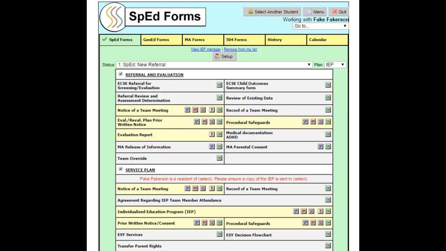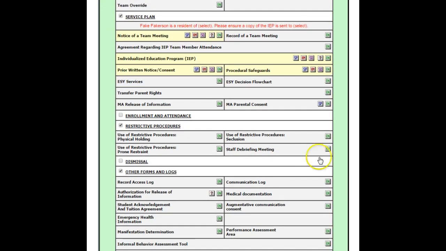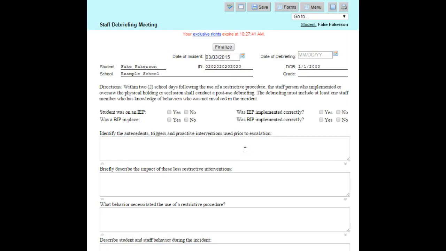During this staff debriefing meeting, the team will fill out the corresponding form in SPED forms. You can find this form under the Restrictive Procedures section. This video will walk you through the completion of this specific form.